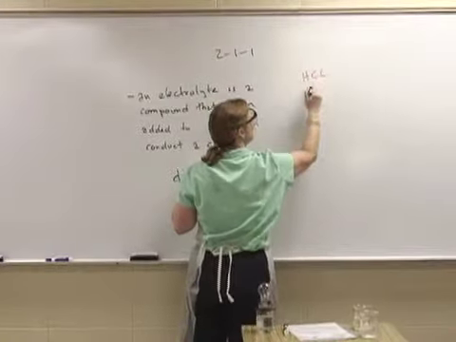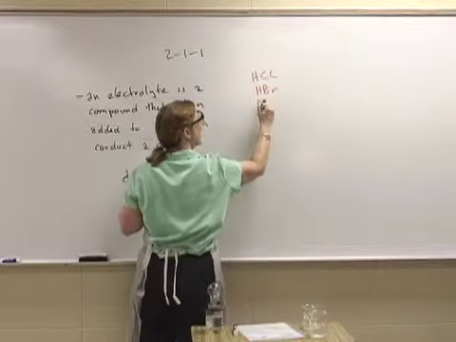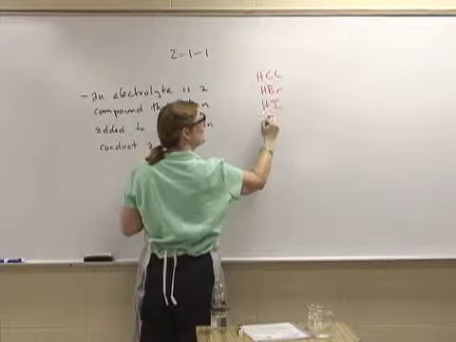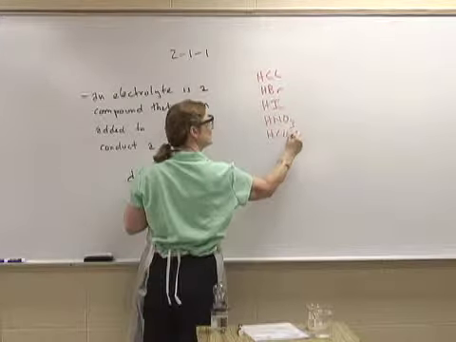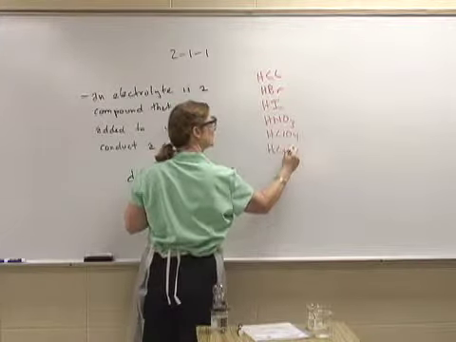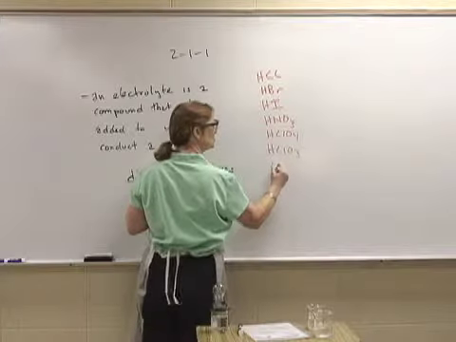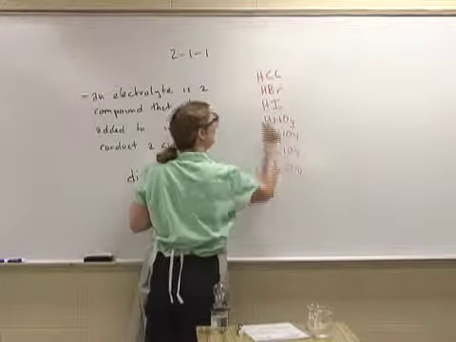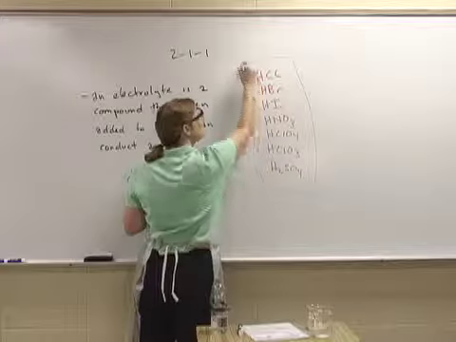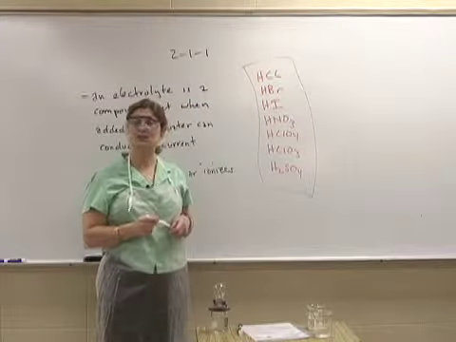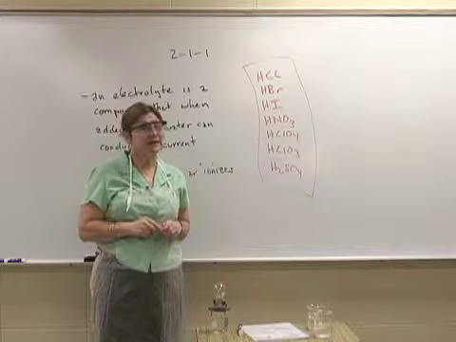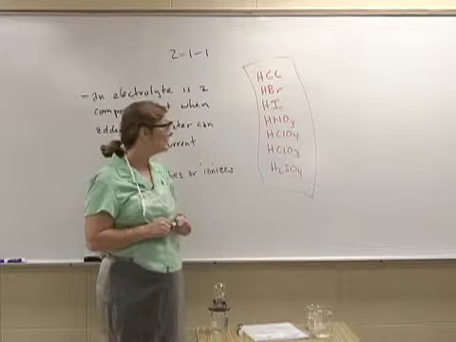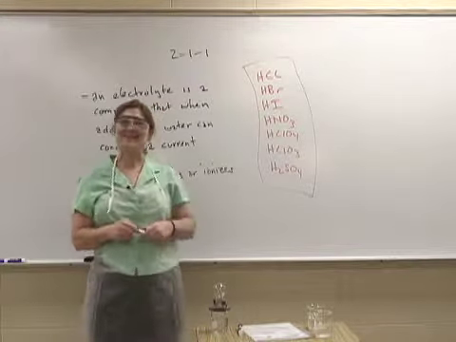hydrochloric, hydrobromic, hydroiodic, nitric, perchloric, chloric, and sulfuric. If it's not one of these 7 strong acids, it's a weak acid, and it would only light up the light bulb a little tiny bit. And there you have it. That's how we distinguish electrolytes.